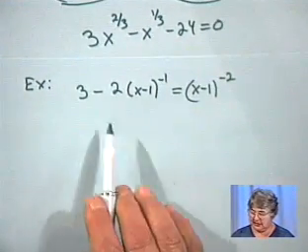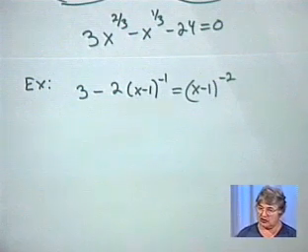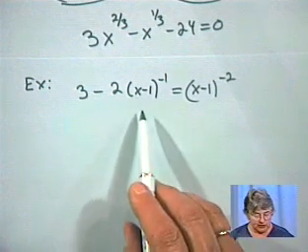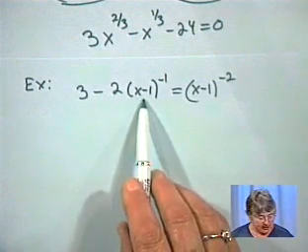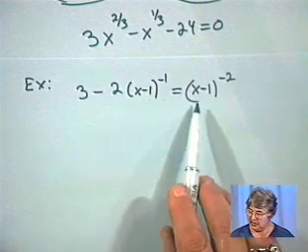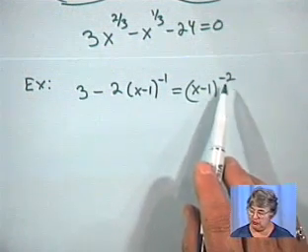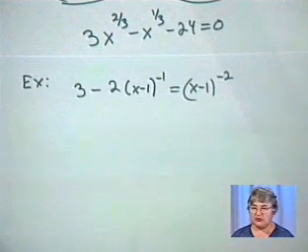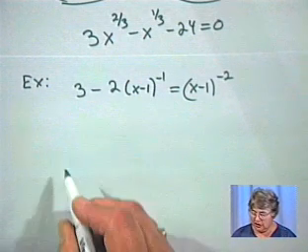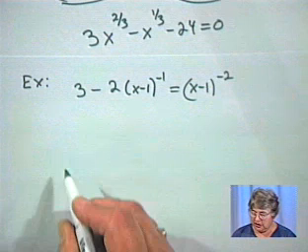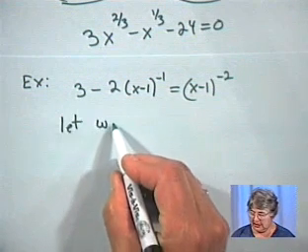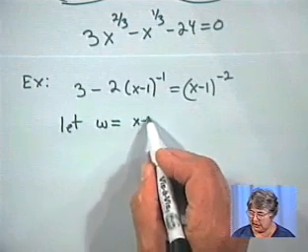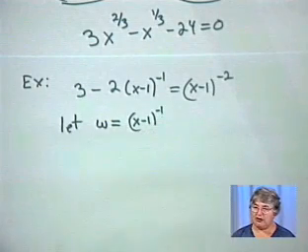All right, once again, it certainly doesn't look like a quadratic equation, except for the fact that we notice that here we have x minus 1 to the minus 1 power. Here we have x minus 1 to the minus 2 power. So by doing a substitution, we may be able to transform it into a quadratic equation. Maybe we'll use w again. Let w be equal to x minus 1 to the negative 1 power.